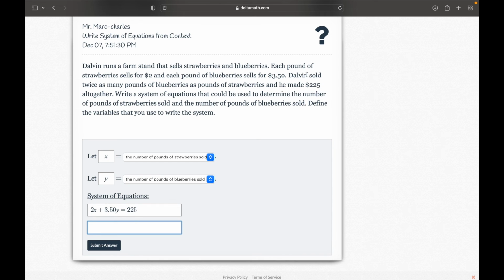Let's do the other part. David sold twice as many pounds of blueberries as pounds of strawberries. What did he do more of? Blueberries. So let's start with blueberries. y equals, how many times more? Twice as many. 2x. Again, ask yourself, what did he sell more of? So he sold more blueberries. Blueberries is y. And then define what y is. So y equals twice as many as the other, which is 2x.